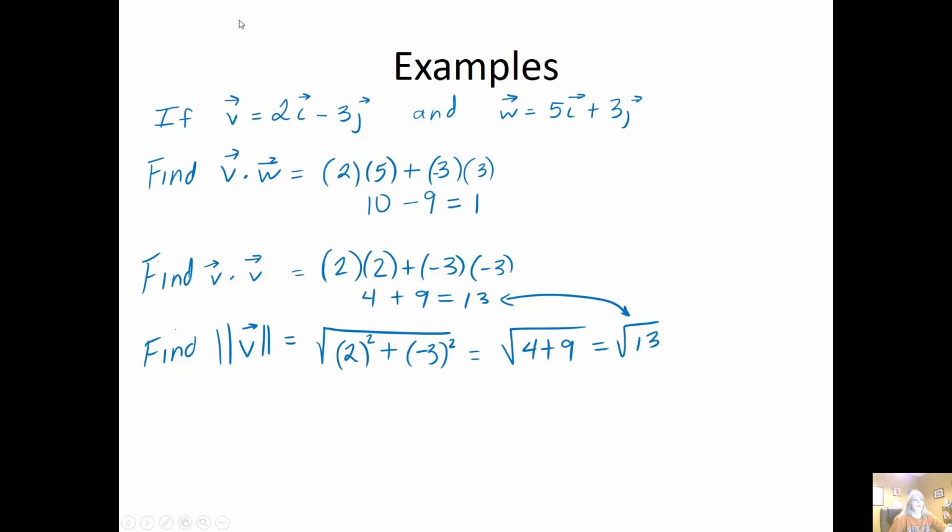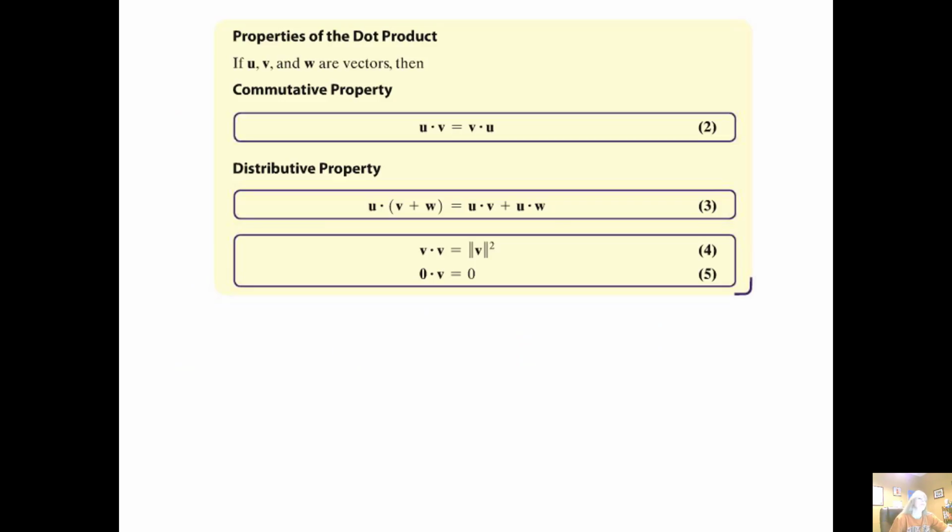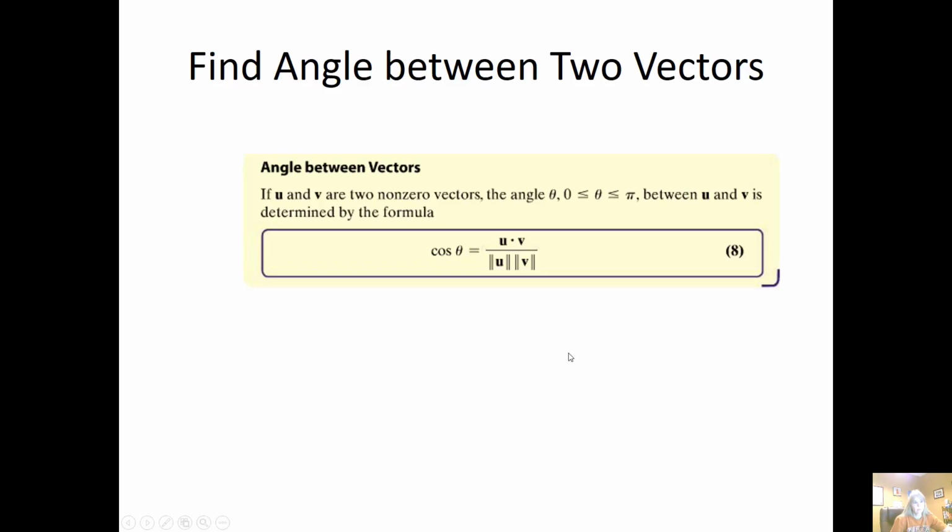All right, so there's that. I can also see that these are nice little properties, just algebra properties: the commutative property and the distributive property. As you just saw, the dot product of a vector with itself gives the magnitude squared, and of course if I have a zero vector dotted with another vector, I get 0.